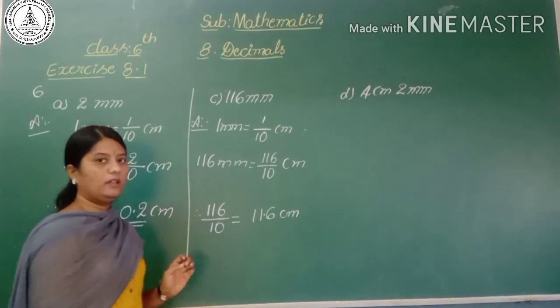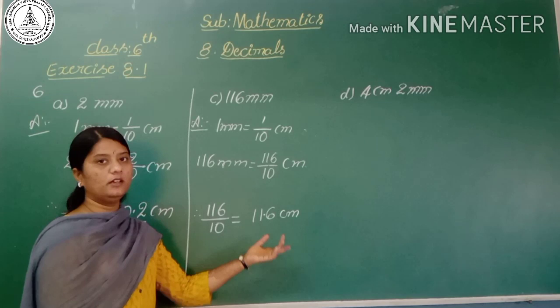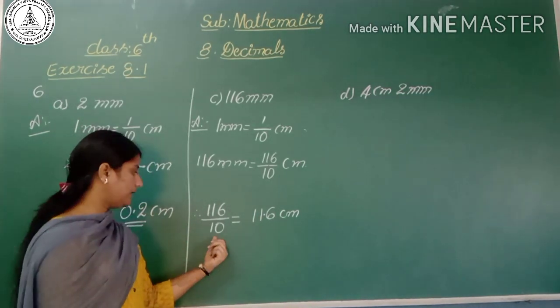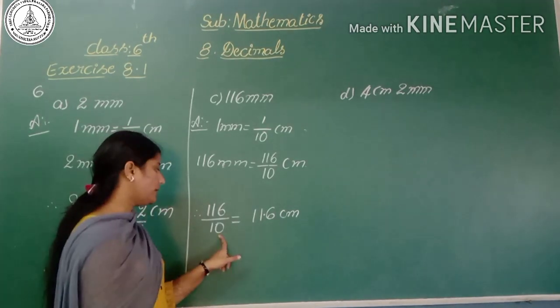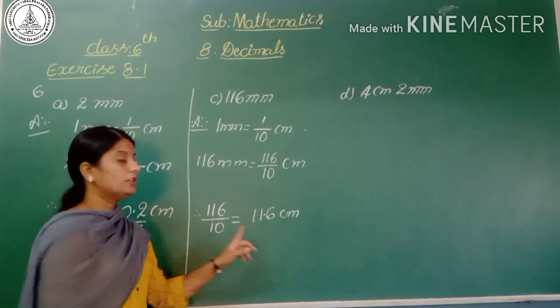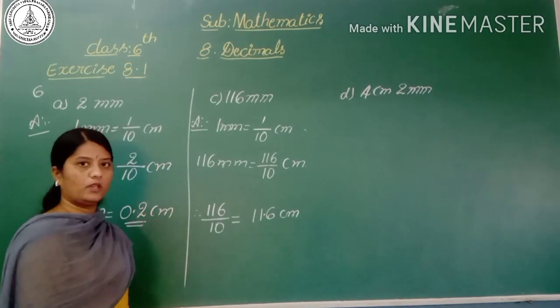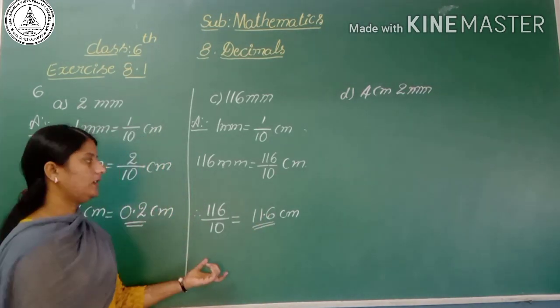If you are confused about how to keep the point in the number, just observe the denominator. If there is a 10, then 10 means we have to keep the point after one digit, counting from right to left, not left to right.